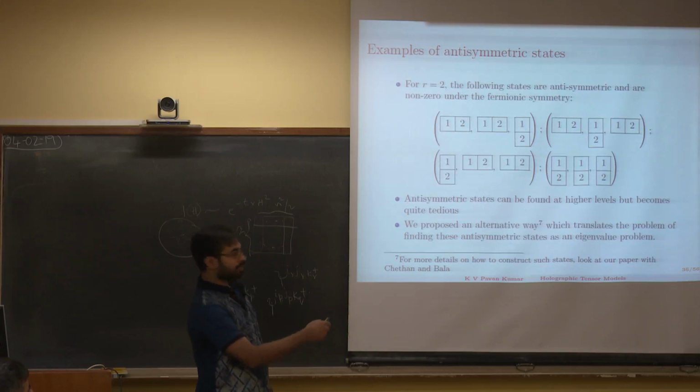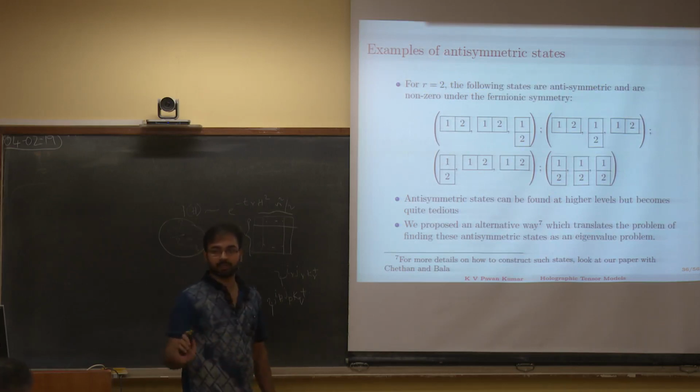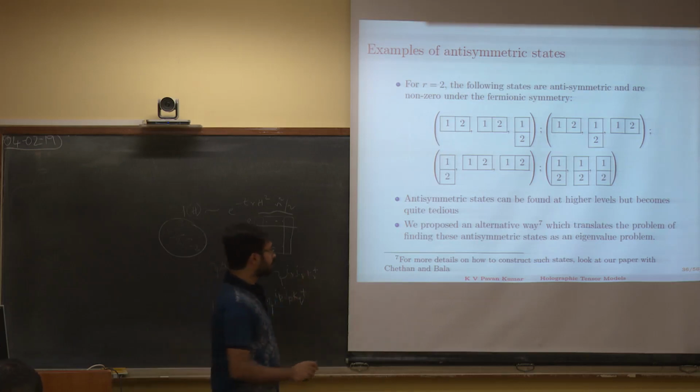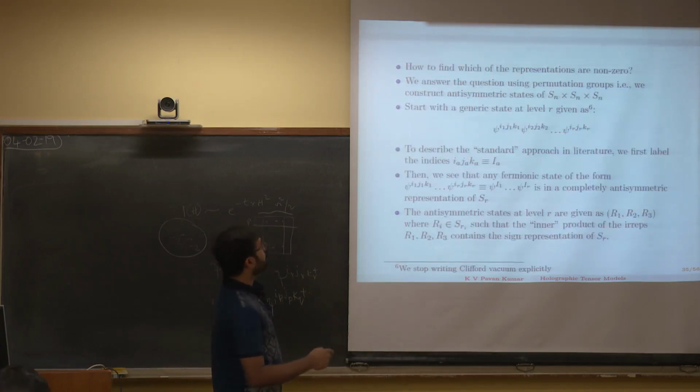So first let me tell you an example. At level r equal to 2, these are the only things which are non-zero. If you have any other thing, it is simply 0. That state is 0. Yeah, these are the only possible eigenstates, and the rest are trivially 0. There is no comparison or anything because it becomes 0. And so how do we find which of the representations are non-zero?